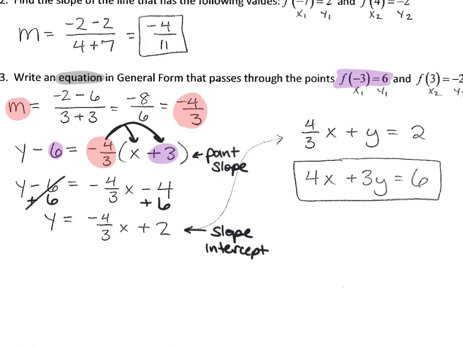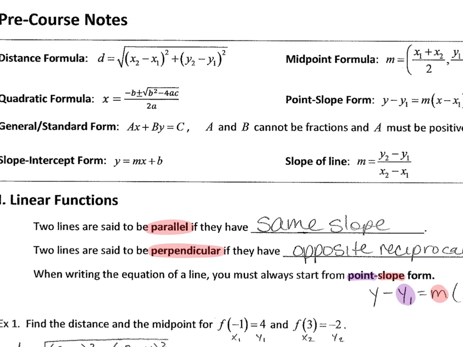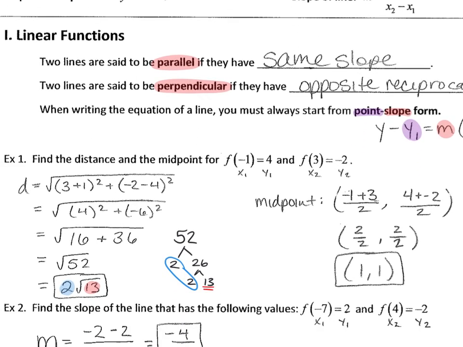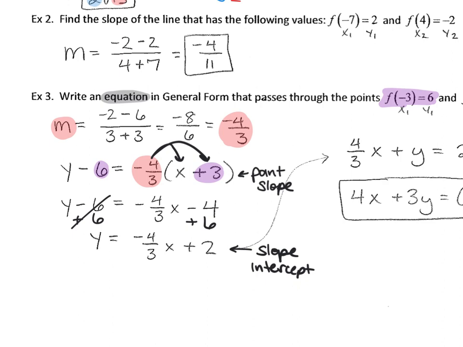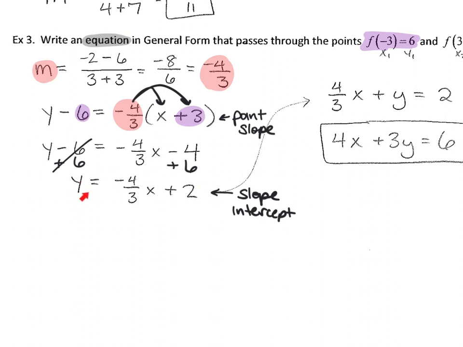General form, if we look up at the top of your paper, is all of the x's and y's on one side and a constant on the other, with a side note that a and b cannot be fractions and a must be positive. So if one of the numbers a and b is a fraction, we have to get rid of it somehow. So keep that in mind for what I do next. I ran out of room, so I had to come up here. I'm so sorry. But if you look up there, how did I go from this equation to this equation?